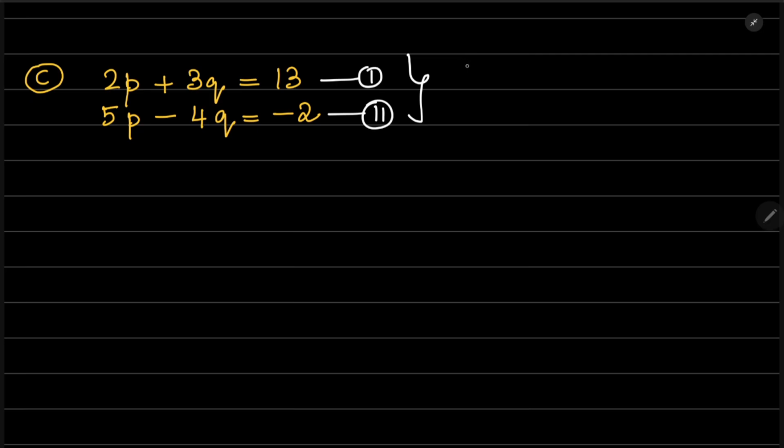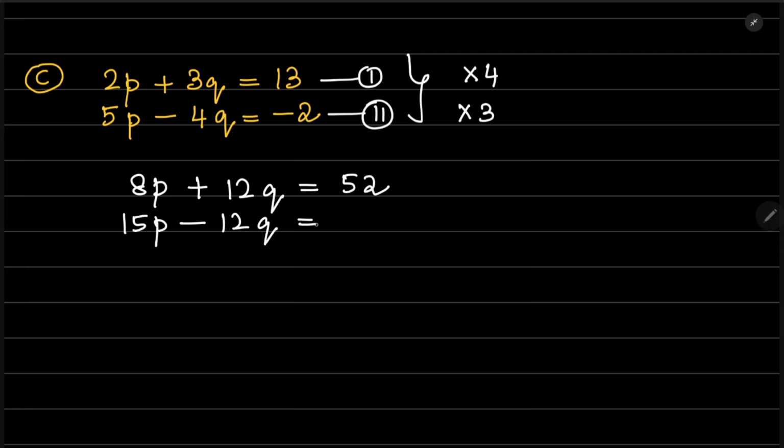I have to multiply the first term by 4, because for 3 and 4 the LCM is 12. 3 multiplied by 4 is 12. 4 multiplied by what is 12? It is 3. So here I'll multiply by 3. Now multiply throughout all the elements of the first equation with 4. So what do you get? 4 into 2p, which is 8p, plus 12q equal to 13 multiplied by 4, which is 52. Again, 3 5s are 15p minus 12q equal to minus 6.